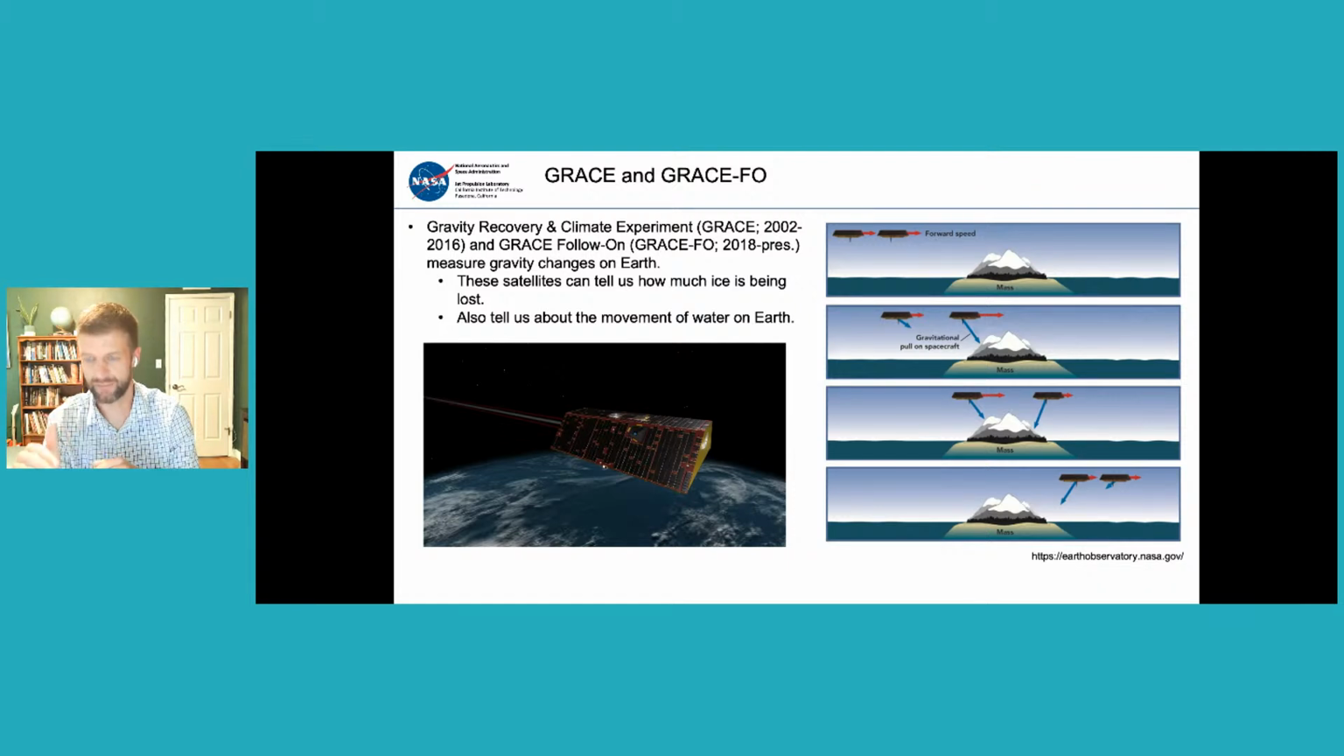If we look at that top panel on the figure on the right, that first satellite is moving towards something very massive here on Earth. So it's a mountain with some ice on top of it in this case. That first satellite, as it gets closer to it, the gravitational pull of that big mass pulls that first satellite towards it. And you can see in that second panel that there's this increased separation between the two satellites.